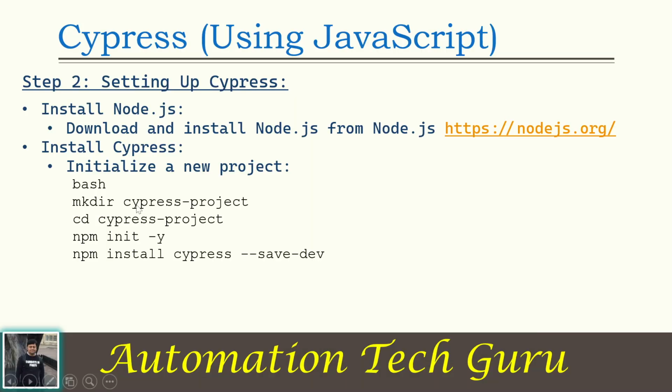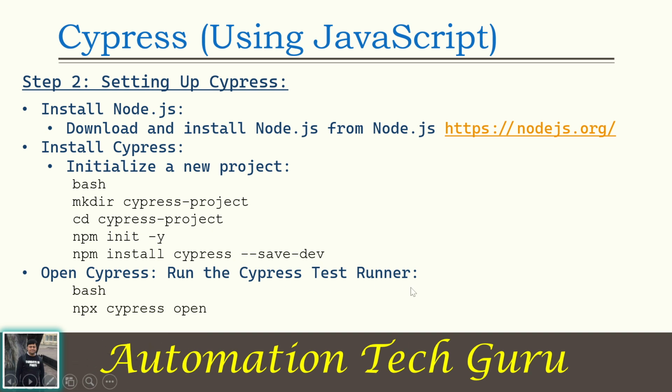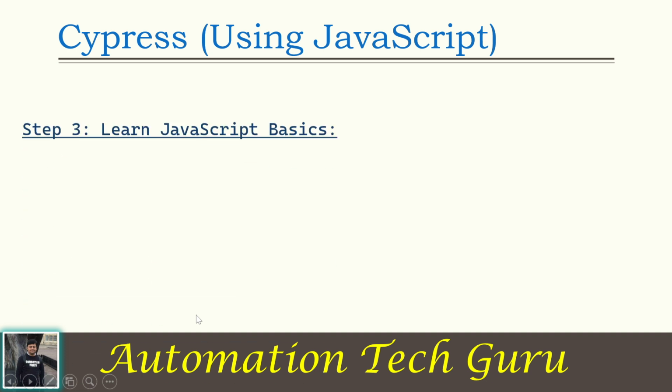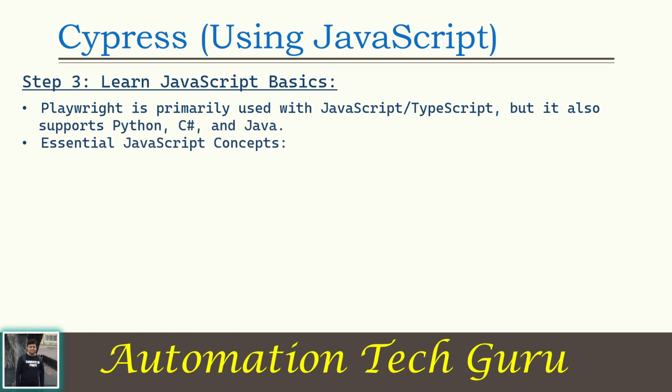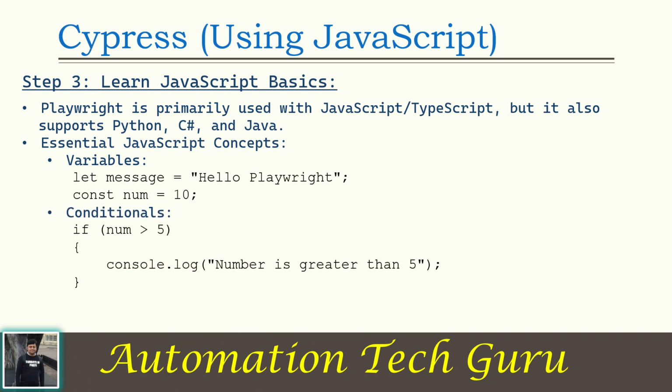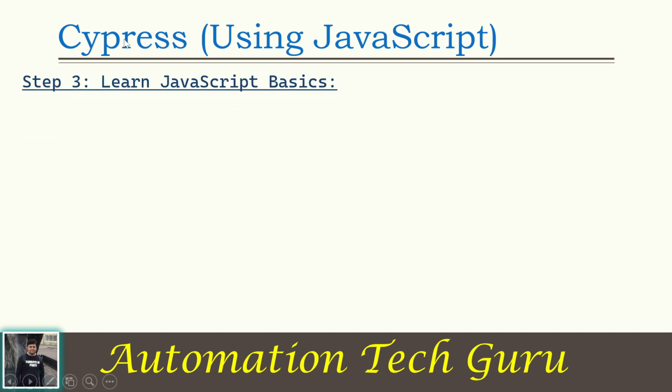So these are the commands which we can use to initialize new projects. Next is open Cypress, run the Cypress test runner. For this, you can use npx cypress open. Cypress is primarily used with JavaScript. It's the same as what we have already discussed, right? This is not Playwright, this is basically Cypress.